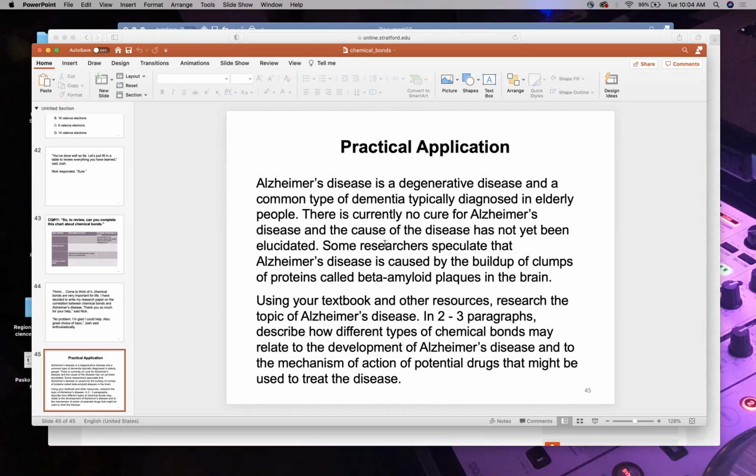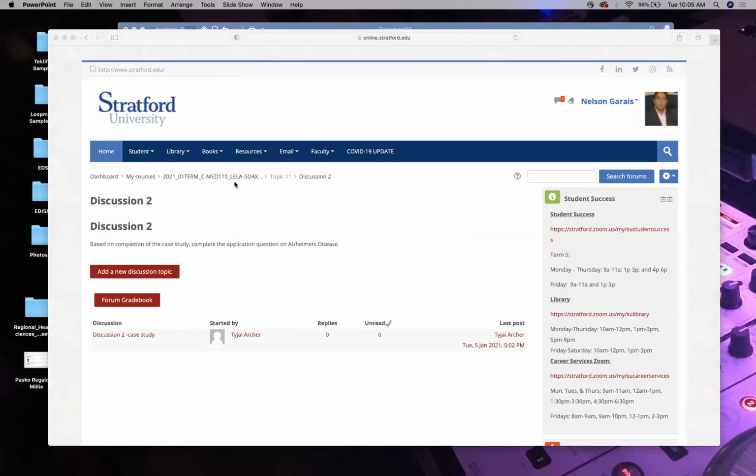The patient progressively starts losing their memory, and then little by little, they start losing everything else, okay? And it's because of these beta amyloid plaques. So in your discussion, you have to define what is a beta amyloid plaque. What does that have to do with chemical bonds? And what do drugs like donepezil do to these beta amyloid plaques and do for Alzheimer's disease? And that's your last, right here, slide 45 in your PowerPoint that's located in your lesson 2.